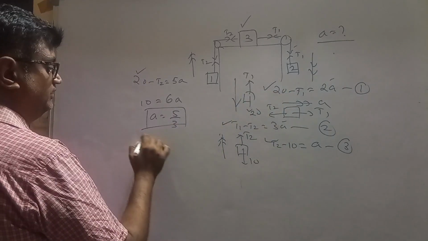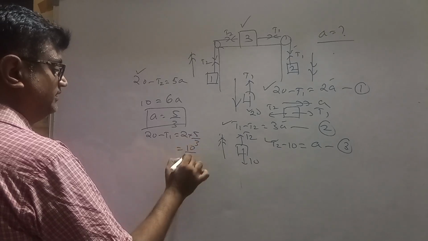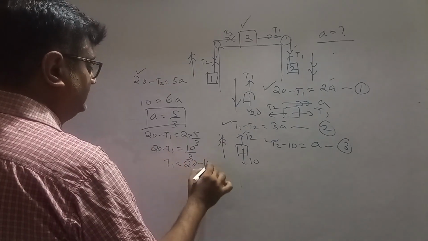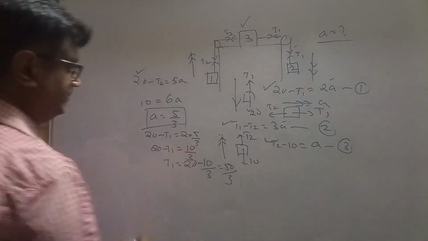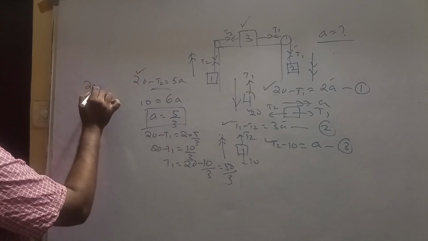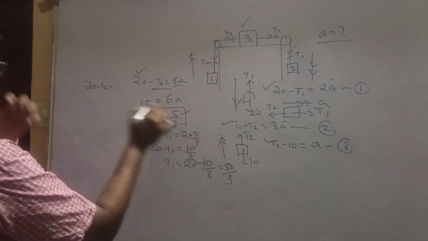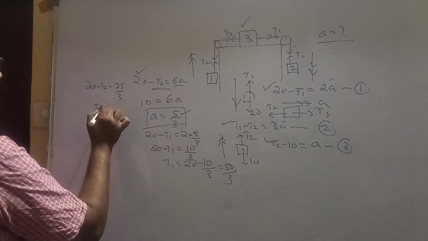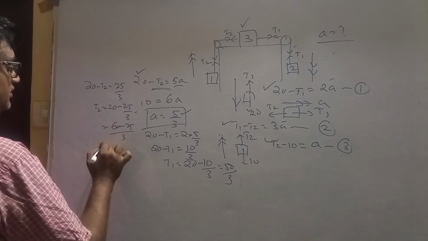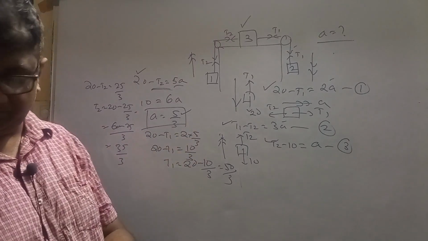So you can get the T1 value here. 20 minus T1 is equal to 2 into 5 by 3, which is 10 by 3. So T1 would be equal to 20 minus 10 by 3, which is 50 by 3. Similarly, T2 also can be obtained from this. 20 minus T2 is equal to 5 into a, which is 5 into 5 by 3, which is 25 by 3. So T2 would be equal to 20 minus 25 by 3, which is 60 minus 25 by 3. I think this is 35 by 3. So like this you have to solve for the unknowns in this type of problem.